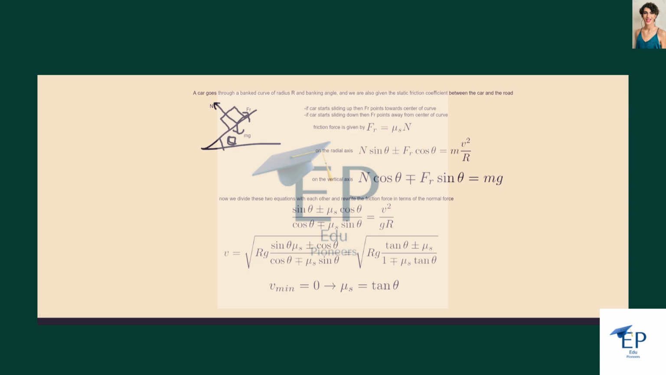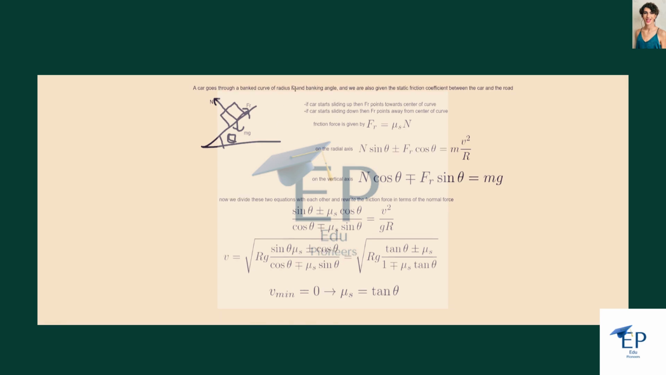Now, in this problem, we're considering a car driving through a banked curve, and the radius of curvature of this banked curve is r. We're also given the banking angle theta that the curve makes with the horizontal. And finally, we're also given the static friction coefficient between the car and the road. So the car is driving into this curve.